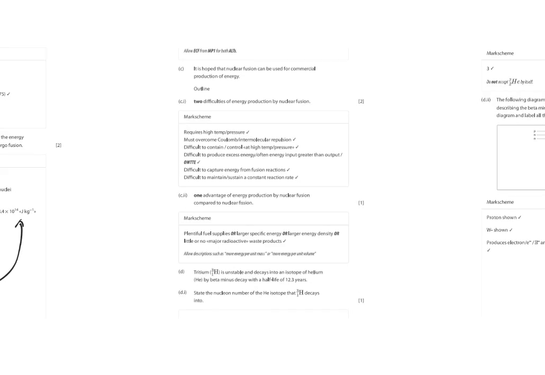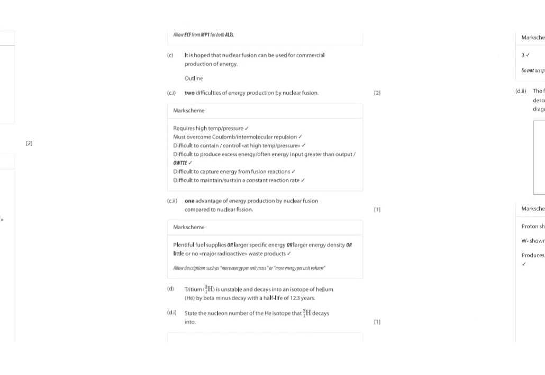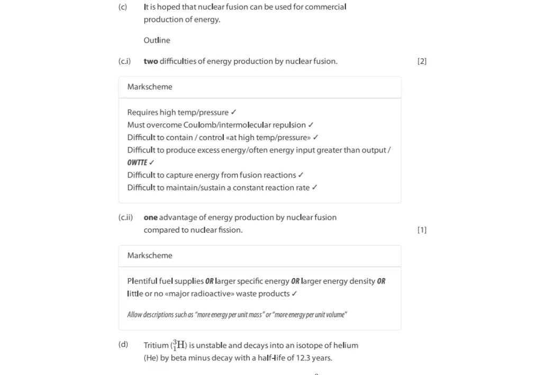Okay, then we have C. It's hoped that nuclear fusion can be used for commercial production of energy. Outline 2 difficulties of energy produced by nuclear fusion. There's a whole slew of reasons why. It requires high temperature and pressure. You have to overcome Coulomb repulsion. It's hard to control. It's hard to actually get the energy from the process. It's hard to maintain it.